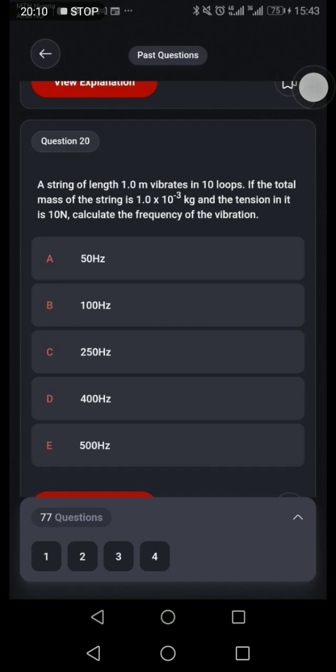Question 20. A string of length 1.0 meter vibrates in 10 loops. 10 loops. So that's between the two ends that are fixed. There are 10 waves, like there are 10 loops. Let me show you what I mean by a loop.